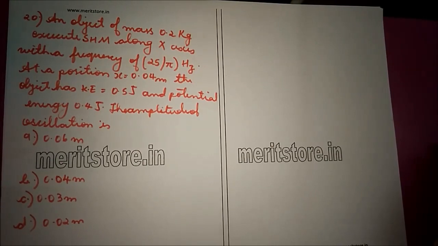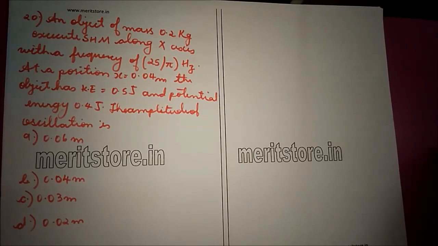An object of mass 0.2 kg executes SHM along x-axis with a frequency of 25 by pi hertz. At a position x is equal to 0.04 meter, the object has kinetic energy which is equal to 0.5 joules and potential energy which is equal to 0.4 joules. The amplitude of oscillation is.